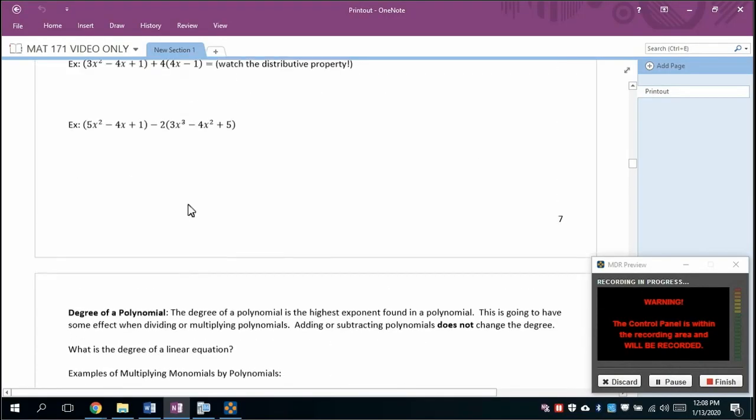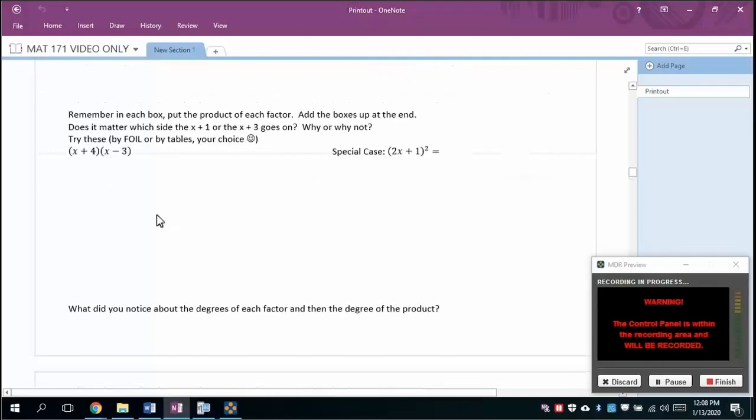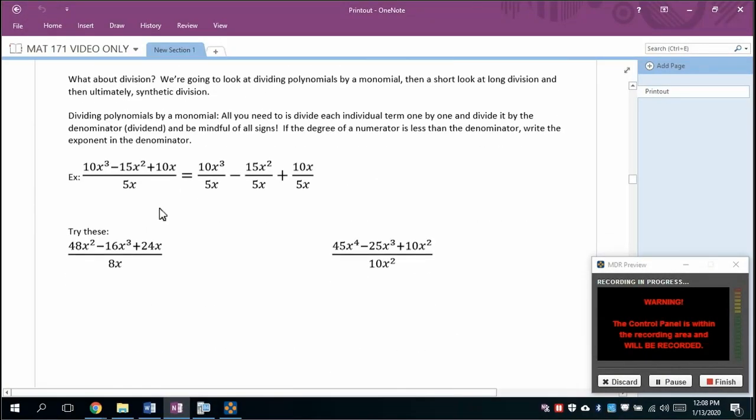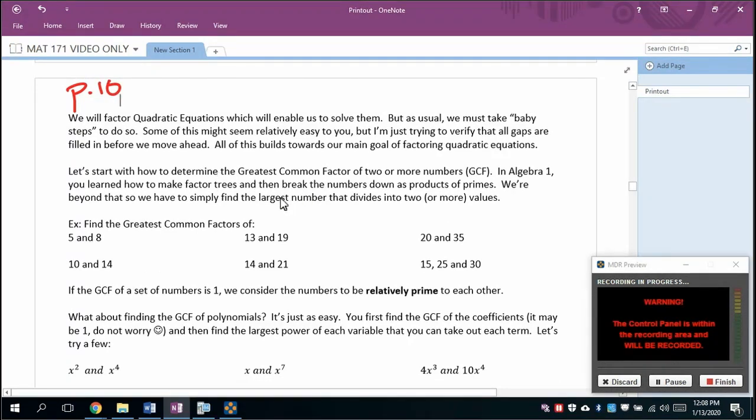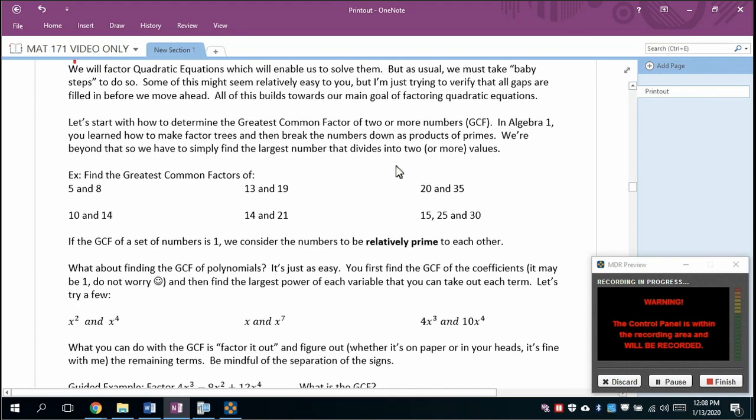Hello, folks. Welcome back here to one of many videos here. So what we're going to do is we're going to start here on page 10 of the preliminary packet. And what this will do is give you the basis you need to factor quadratic equations. So this might seem really easy to you, but we're going to try to fill all gaps. So all this is just going to build towards our main goal of factoring quadratics.